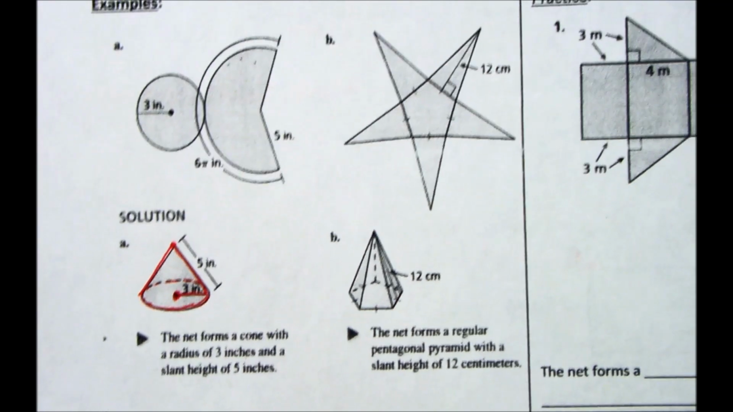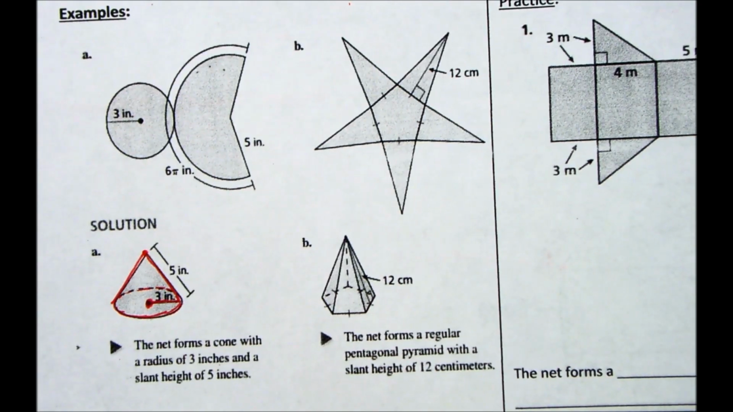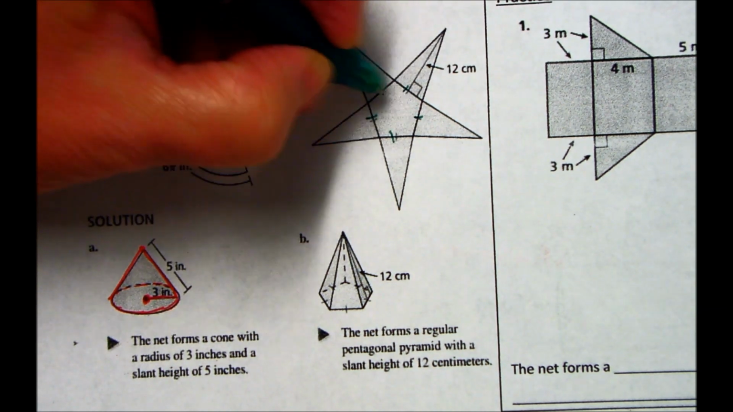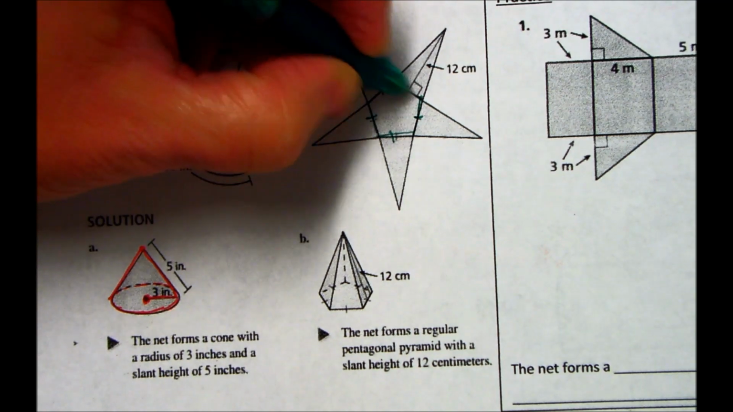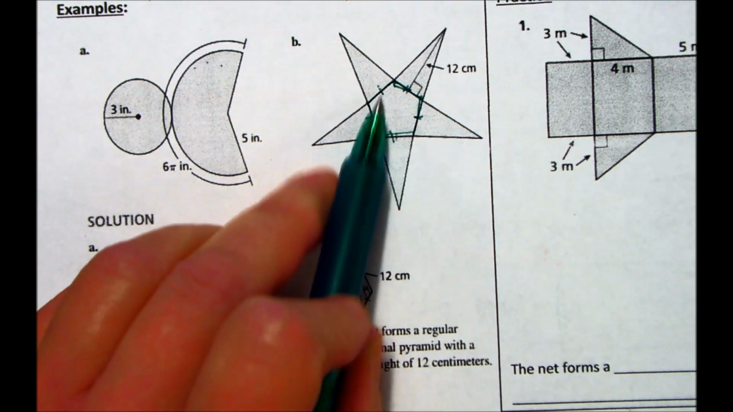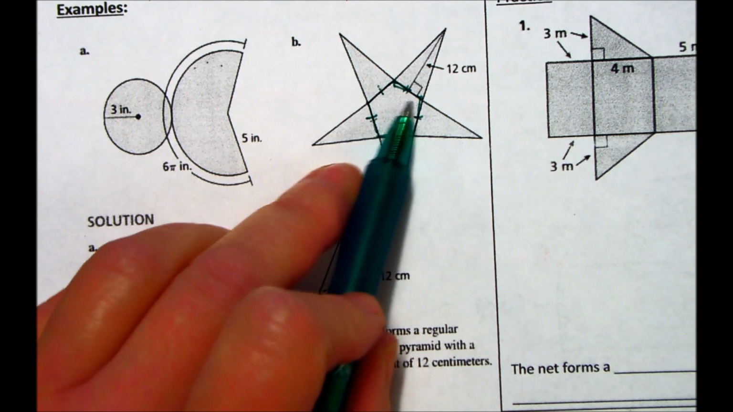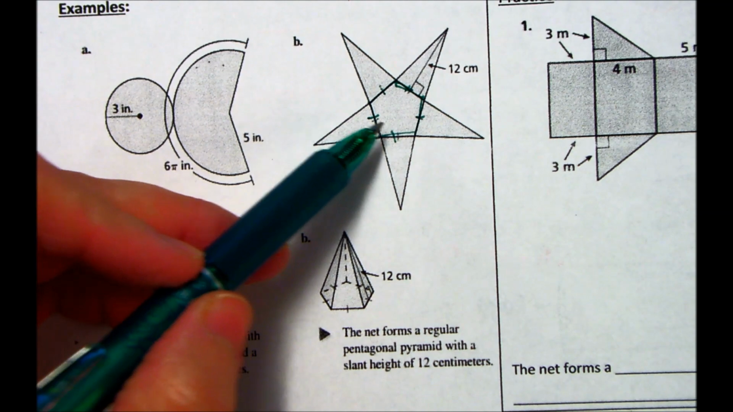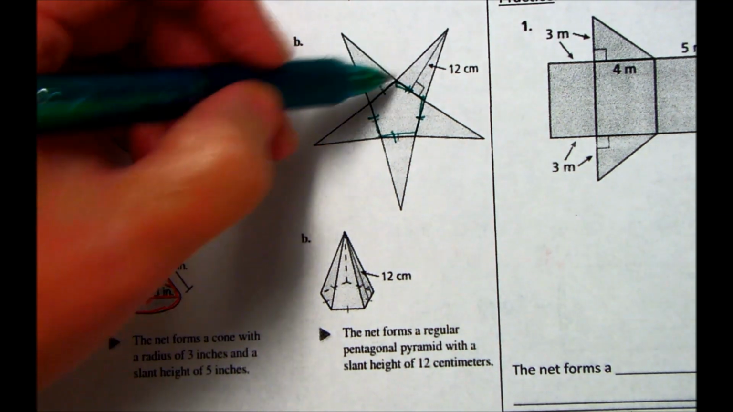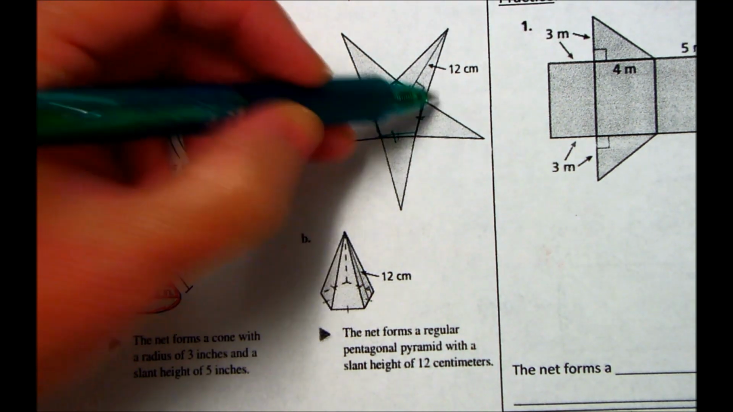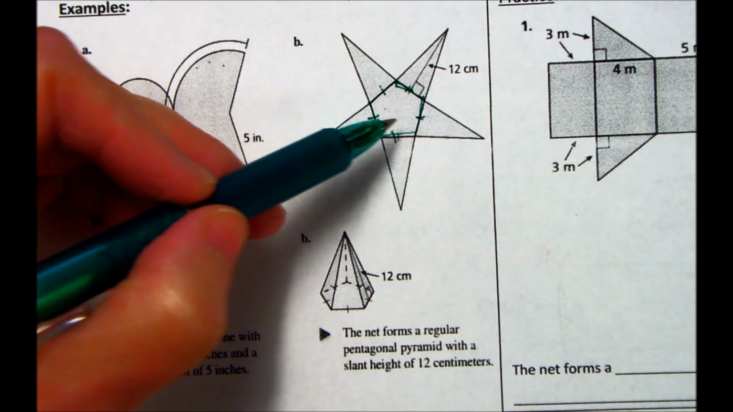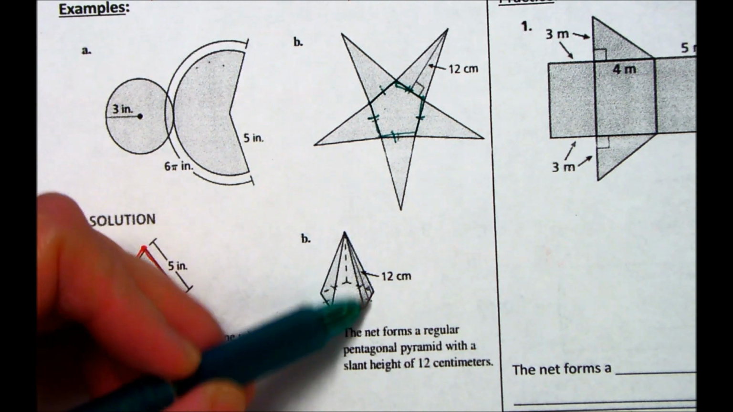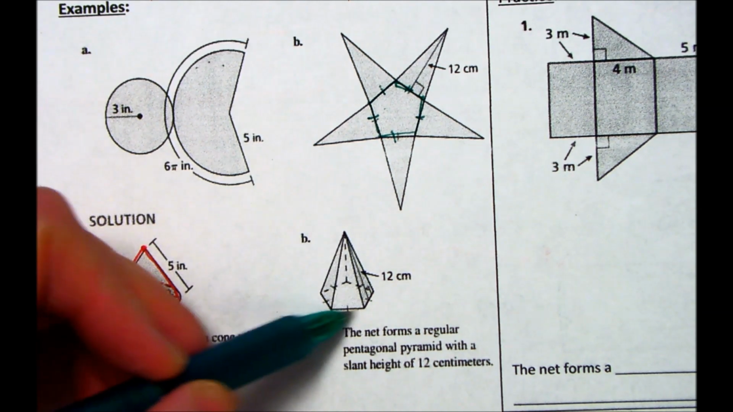The next example that they gave us kind of looks like a star, but if you look at the inside, you can see these little congruency marks, and if you count the number of sides, there are 5. So a 5-sided figure is called a pentagon, and because all of these marks say that they're congruent, it's going to be a regular pentagon. And then each of these triangles, when we bring them up to the center, will create a pyramid. So we've got all these triangles folded up, and this is what the drawing should look like.